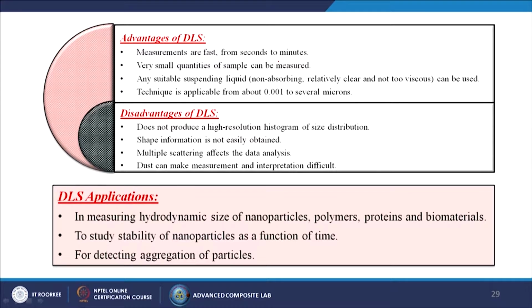There are certain disadvantages also. It does not produce a high resolution histogram of size distribution. Shape information is not easily obtained. Multiple scattering affects the data analysis. Dust can make measurement and interpretation difficult. What are the applications? Measuring hydrodynamic size of nanoparticles, polymers, proteins or biomaterials, studying the stability of nanoparticles as a function of time, and detecting the aggregation of nanoparticles.